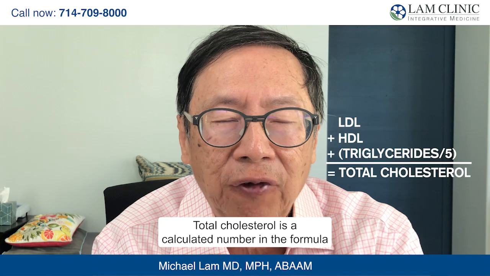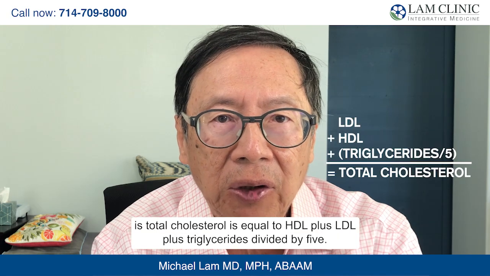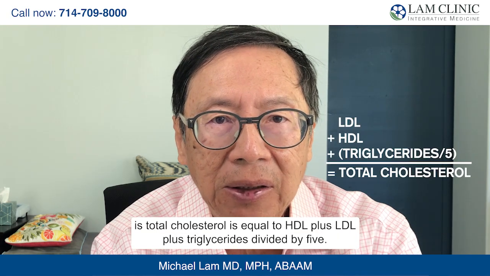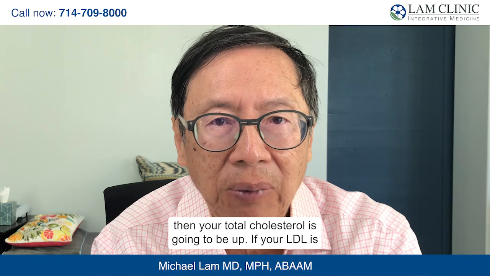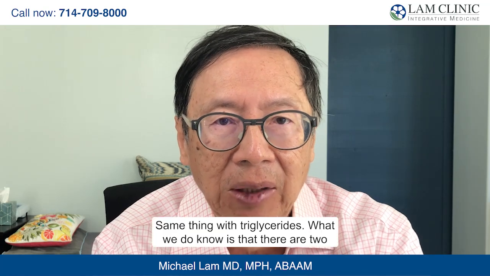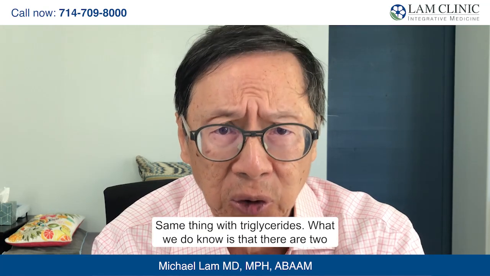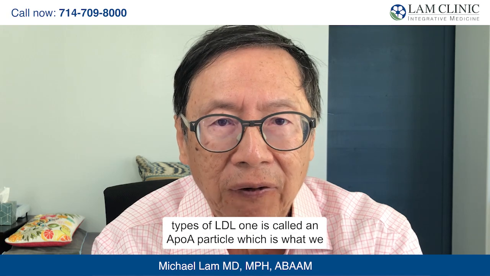Total cholesterol is a calculated number, and the formula is total cholesterol is equal to HDL plus LDL plus triglyceride divided by 5. So if your HDL, the good cholesterol, is high, then your total cholesterol is going to be up. If your LDL is high, then your total cholesterol is also up. Same thing with triglyceride.